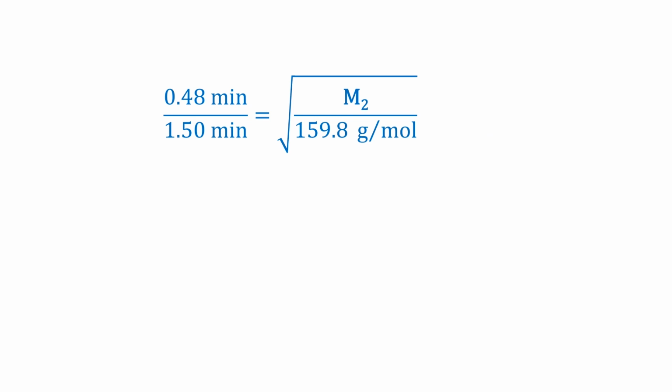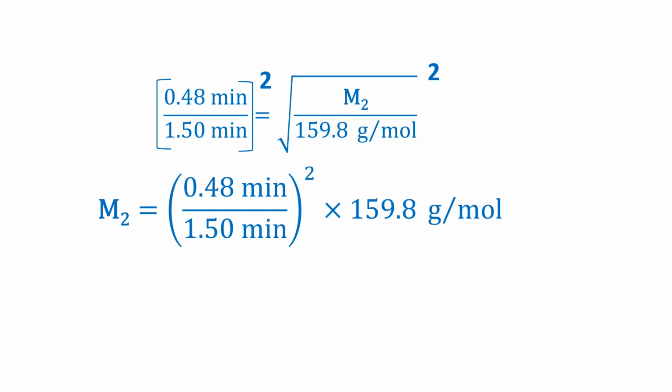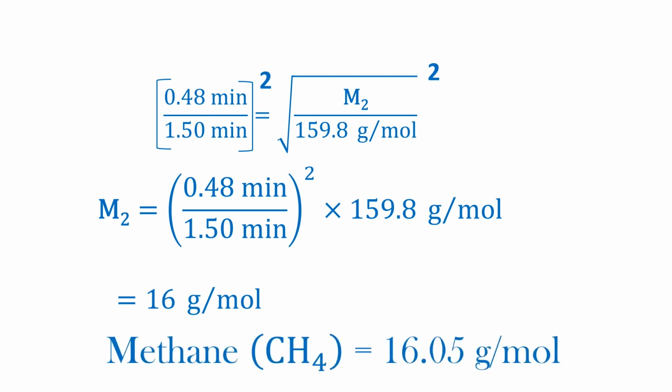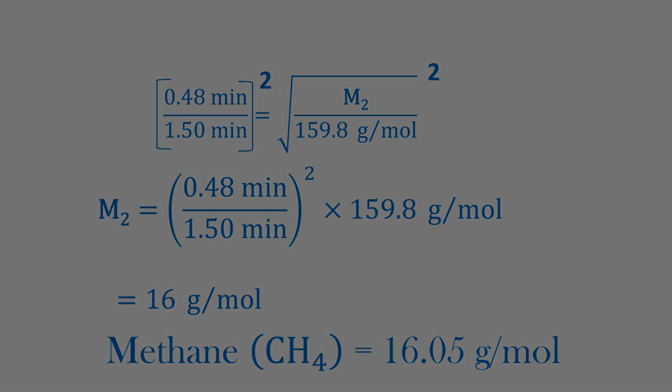The unknown is inside a square root, so we'll have to square both sides, then multiply the bromine mass to get the mass of the unknown by itself. Solving this gives us a molar mass of 16 grams per mole to two significant figures. Methane is the likely unknown since its molar mass is 16.05 grams per mole.